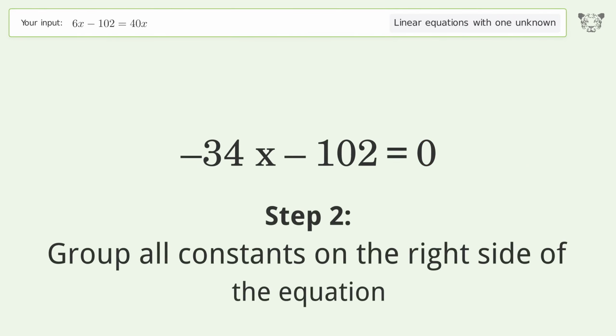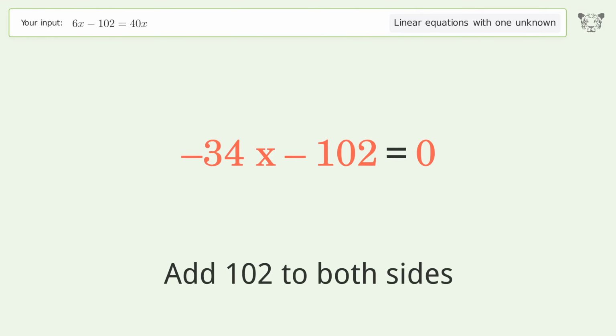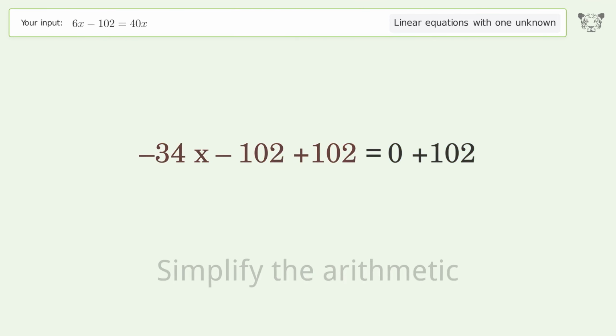Group all constants on the right side of the equation. Add 102 to both sides. Simplify the arithmetic.